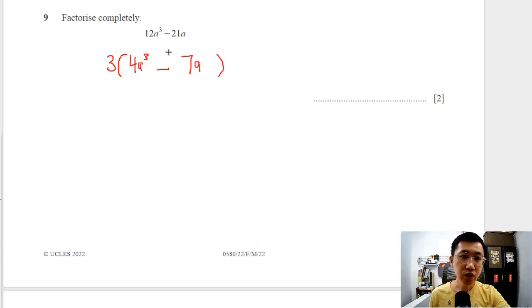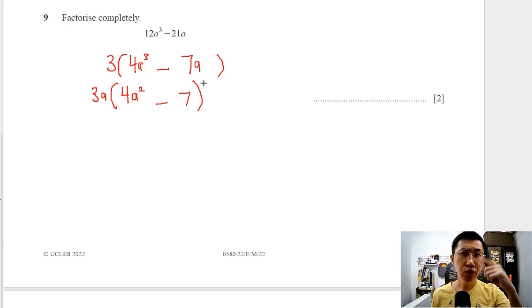Now I'm going to factorize a, because here got a, here got a cubed. Take out a now. So bracket, what times 3a will get me 12a cubed? That is going to be 4a squared. Careful. Now you try to think, right? A squared times a will get you a cubed. Okay, minus. So 7. Since I already taken out a, there's no more a here. So it's just like this.